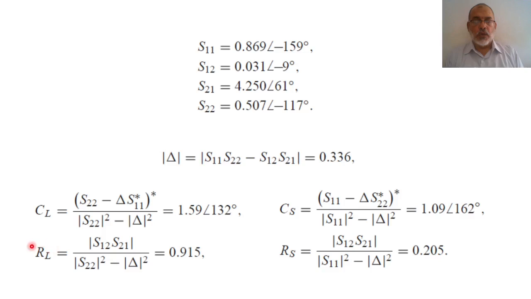And the radius of the load circle is the magnitude of S12 multiplied by S21 over the magnitude of S22 squared minus delta squared. By using these S parameters, we find that the load circle radius is 0.915. From these two values, we are going to draw the gamma input equal to unity circle, so we are going to draw the load stability circle.